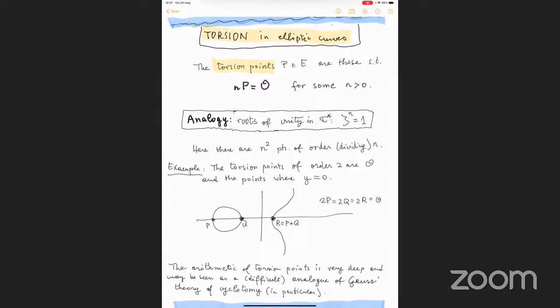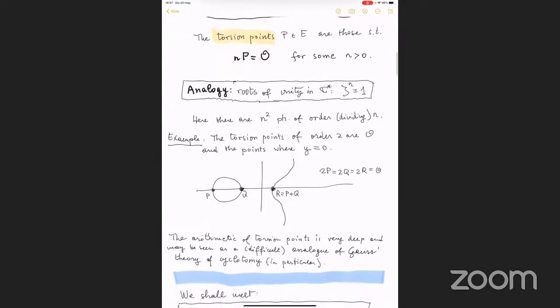An element of a group is called torsion if a multiple of the element is the origin of the group. And the analogy here to be kept in mind is with roots of unity in the group of non-zero complex numbers. They are the torsion points with respect to the multiplicative algebraic group. And here we have an analog: torsion points on elliptic curves.